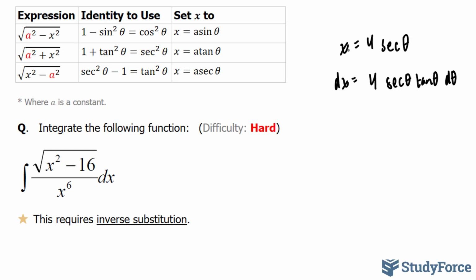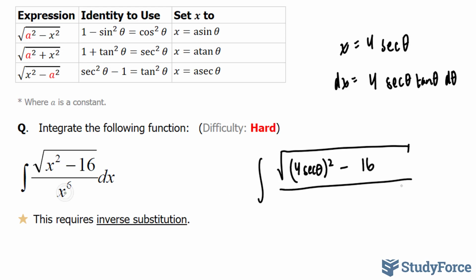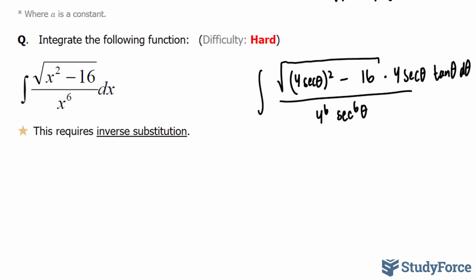So let's go ahead and rewrite this function using what we just found. We have the integral of the square root of 4 secant theta, and this is being squared, minus 16, over x to the power of 6, which is 4 to the power of 6. I'm just distributing the 6 to each of these components, and I can do that. Secant to the power of 6 theta. And of course, our dx in this case is, now that we have our whole function in terms of theta, next we simplify. And here's how to do that.